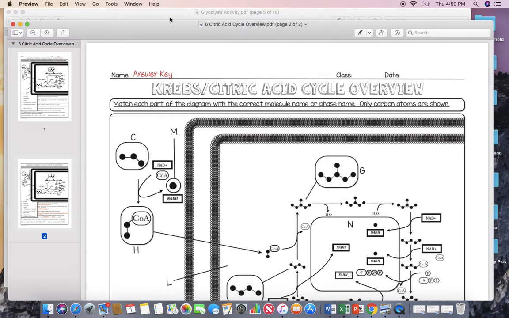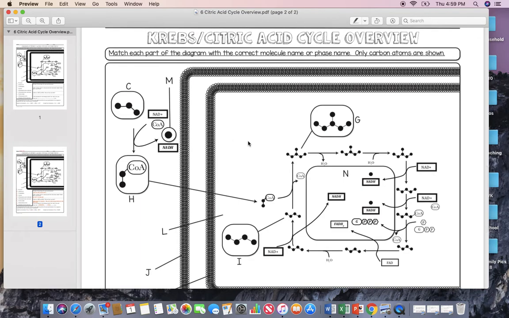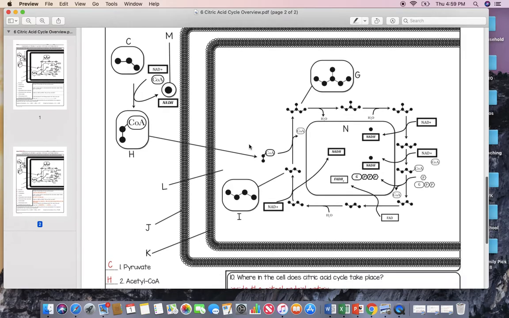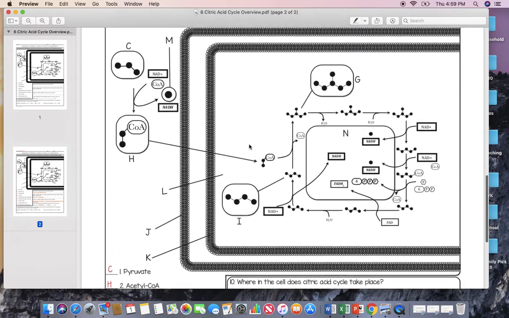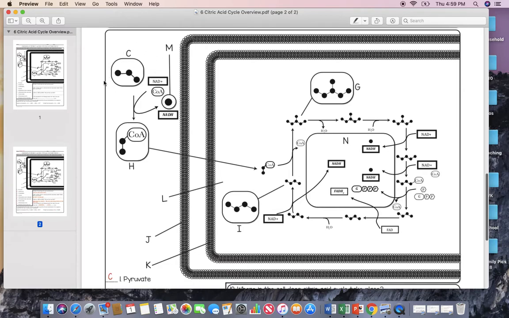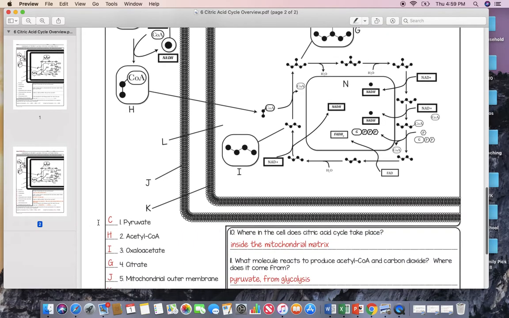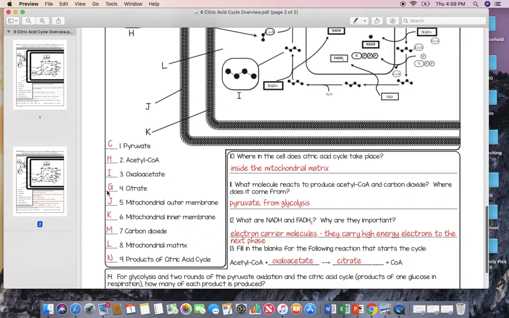Krebs cycle. Match each part of the diagram with the correct molecule name or phrase name. Only carbon atoms are shown in this picture, just slightly simplified. So it asks for pyruvate. Pyruvate is the 3-carbon molecule here. It's outside the mitochondria. Remember, we start in the cytoplasm first for that little precursor step, and that's what gets us going. So pyruvate is letter C.